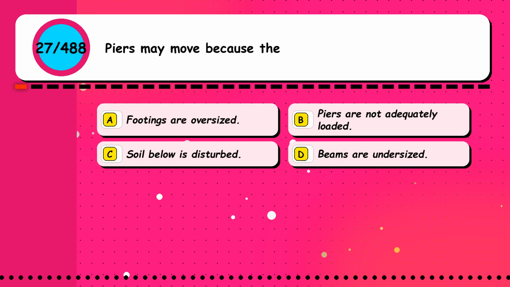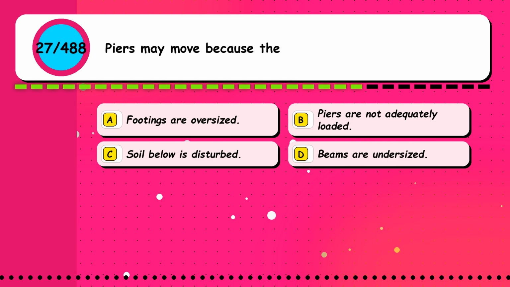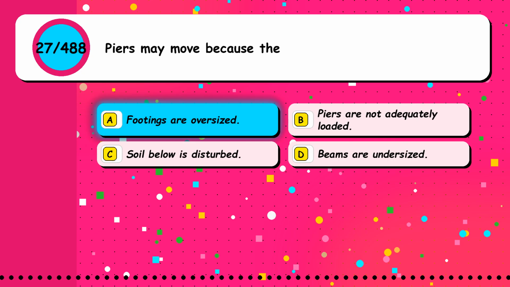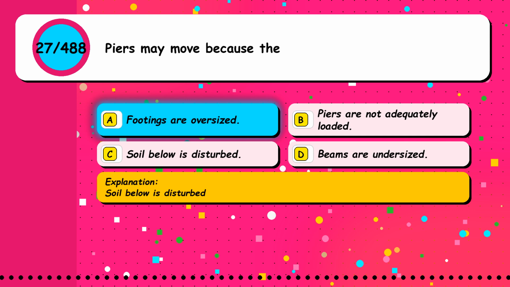Question 27. Piers may move because the: Option A. Footings are oversized. Option B. Piers are not adequately loaded. Option C. Soil below is disturbed. Option D. Beams are undersized. The correct answer is option A. Footings are oversized. Soil below is disturbed.